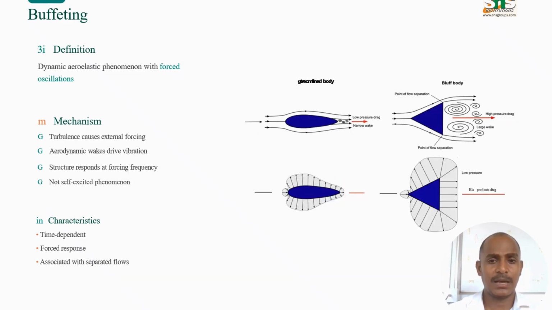Now coming to the fourth one, buffeting, which is another dynamic aeroelastic problem, but unlike flutter, it is a forced vibration. It occurs when turbulence, flow separation, wake, or gust loads excite the structure externally. Examples include tail buffeting, shock wave buffet at transonic speed, and turbulent wake causing vibration. It has a time-dependent response with an external force source, and is not self-excited. It causes fatigue and discomfort, which can eventually lead to failure.